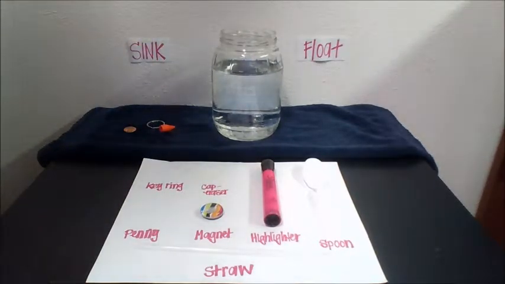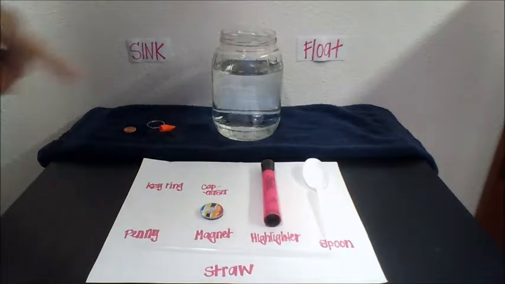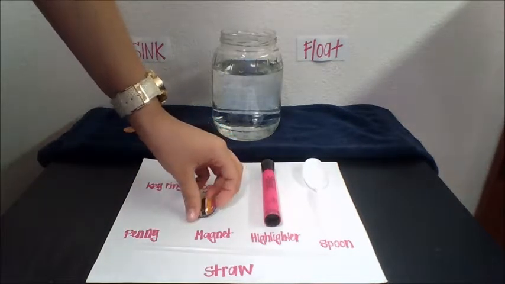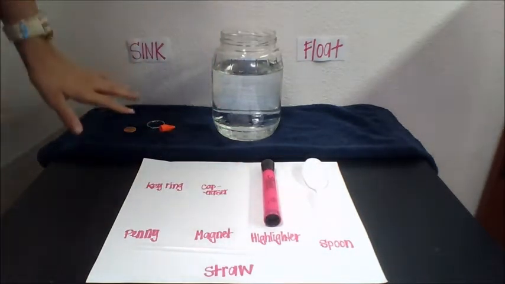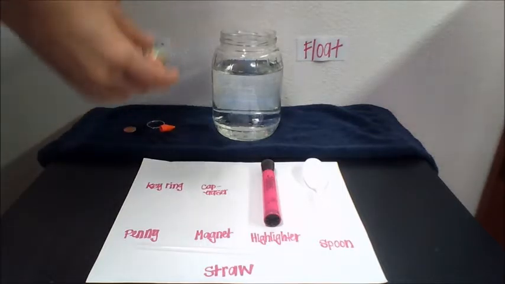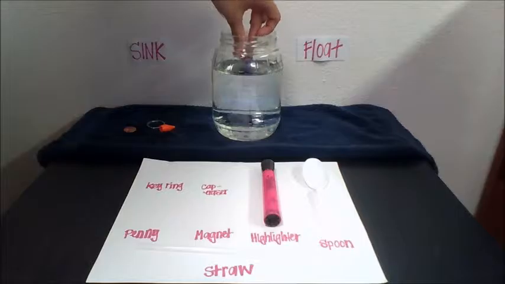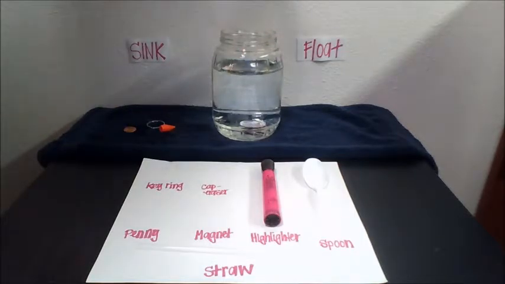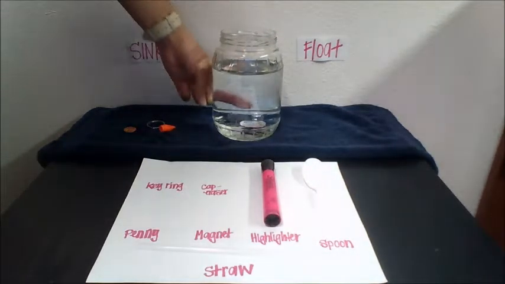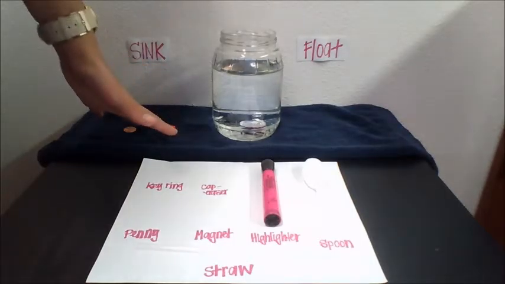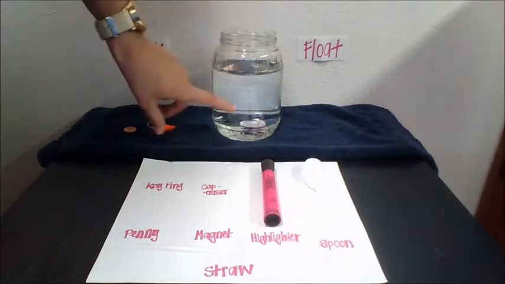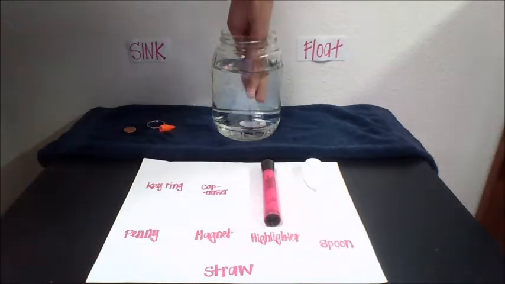The next object that we will be testing is the magnet. Now the magnet is similar to these three items, so it might sink or it might float. Let's see what happens. The magnet sank, so that means it is more dense than the liquid in this jar.